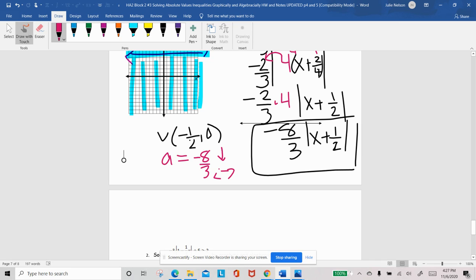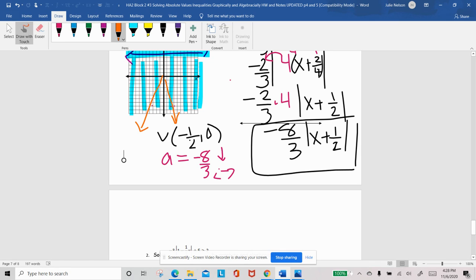So I'm going to start at my vertex, which is negative 1/2, 0. And then I'm going to go from that point down 1, 2, 3, 4, 5, 6, 7, 8. Then right 1, 2, 3. And then I'm going to go back to the middle and I'm going to go left 1, 2, 3. And so it looks something like this. Sorry, it's a little off. It's my pen. I'm on a hunt to find where my actual laptop pen is.